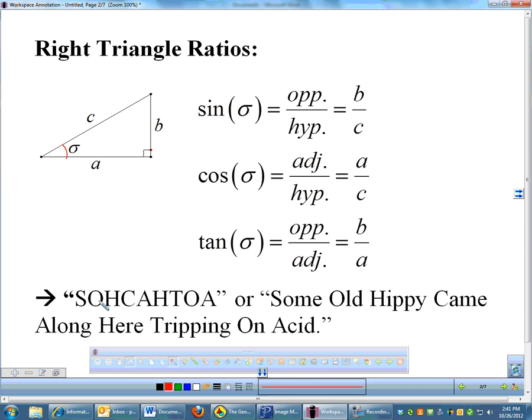And some of the mnemonic devices that you could use, SOHCAHTOA just rolls off the tongue. The problem is a lot of people misspell SOHCAHTOA, which really blows it up. But it's sine is opposite over hypotenuse, cosine adjacent over hypotenuse, tangent opposite over adjacent. If you have a hard time spelling SOHCAHTOA, you could use something that's a little bit easier to remember, like some old hippie came along here tripping on acid. Sine is opposite over hypotenuse, cosine is adjacent over hypotenuse, tangent is opposite over adjacent. Some people may argue how appropriate it is that we use something about hippies and acids to remember stuff, but you know it works.